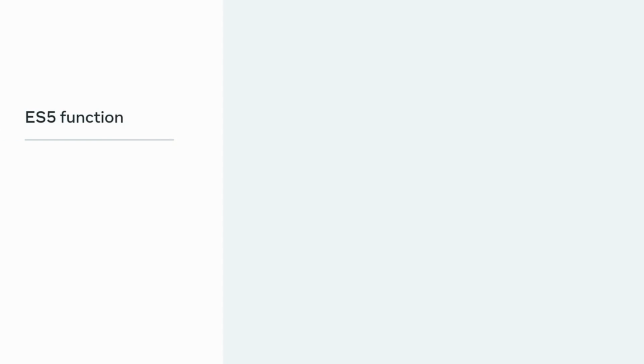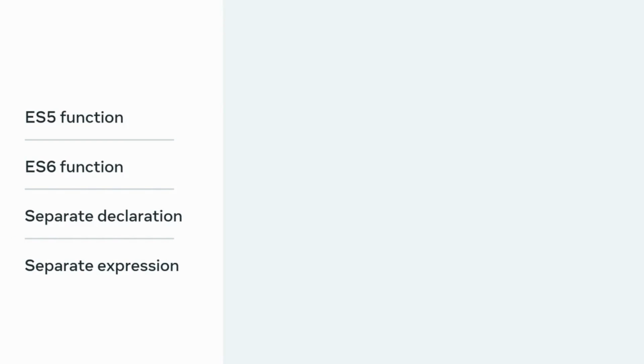Another important topic you covered are the different ways to embed expressions in event handlers in React. These methods include using an inline anonymous ES5 function, using an inline anonymous ES6 function, using a separate function declaration, and using a separate function expression.